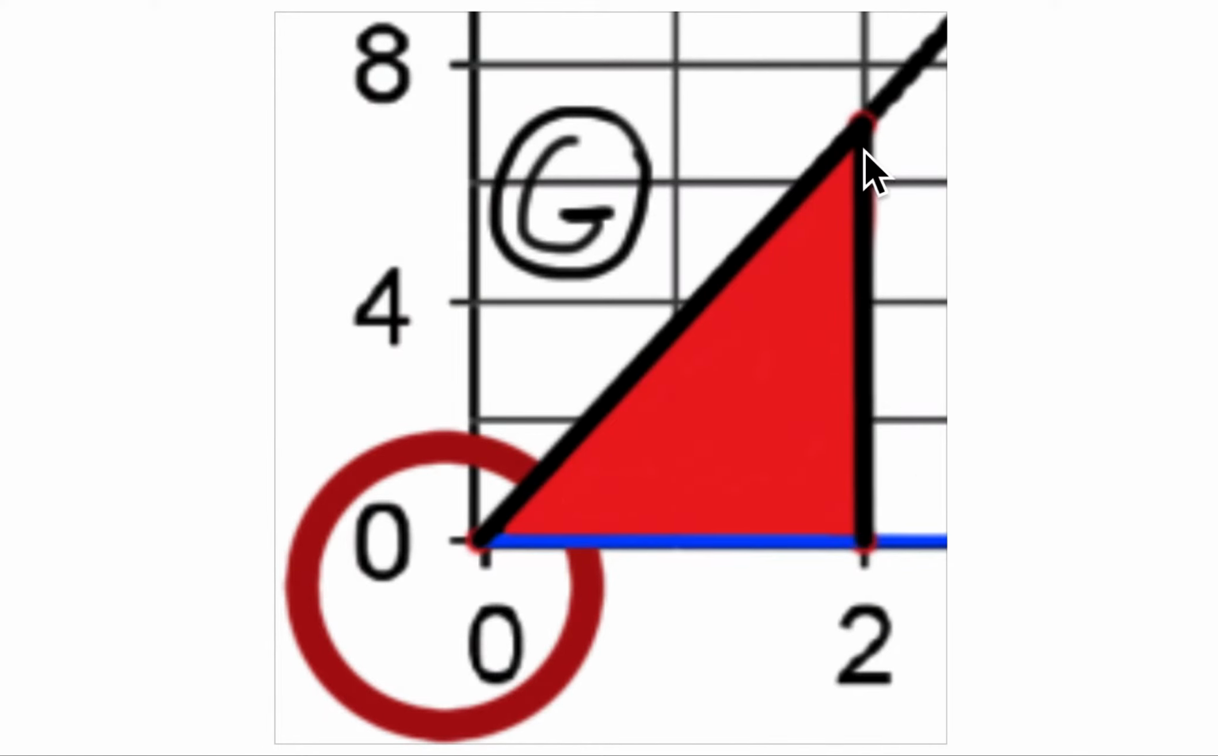This one is 7 halves. So this is 7 units, and this is 2 units. So this is 1 unit, 2 units. So this is 2 units, 4 units, 6 units, 7 units. So this is 7 halves the number of units as along the x-axis. So this is 7 over 2.